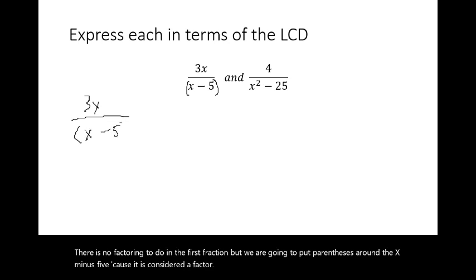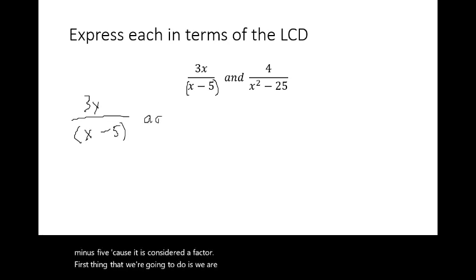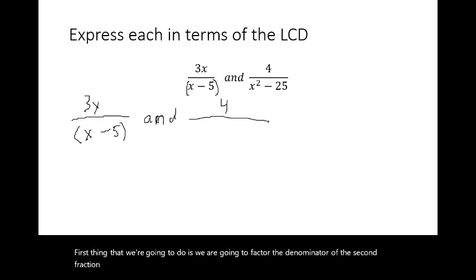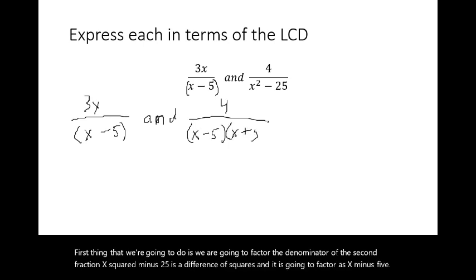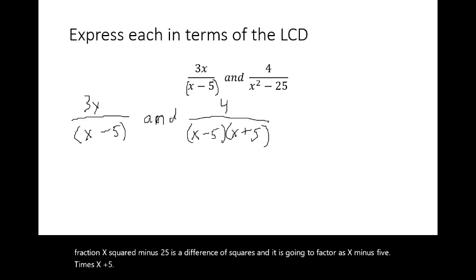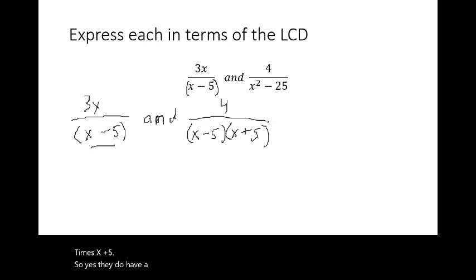First thing that we're going to do is we are going to factor the denominator of the second fraction. X squared minus 25 is a difference of squares, and it is going to factor as x minus 5 times x plus 5. So yes, they do have a common factor of x minus 5. There is an x minus 5 in both of them.